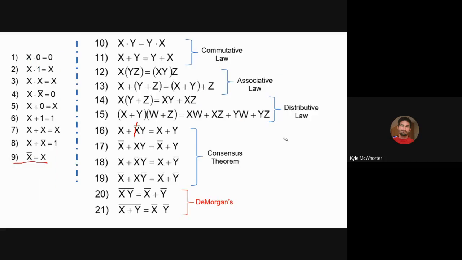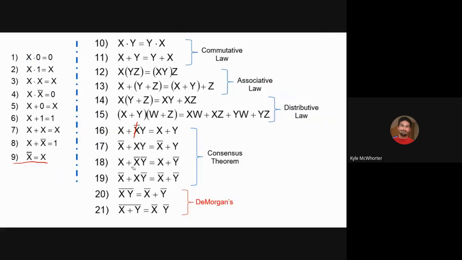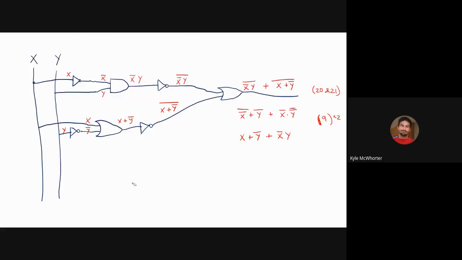I think it's going to be 19. Yeah, theorem 19. So now we're going to use theorem 19 to basically just cross off this y.